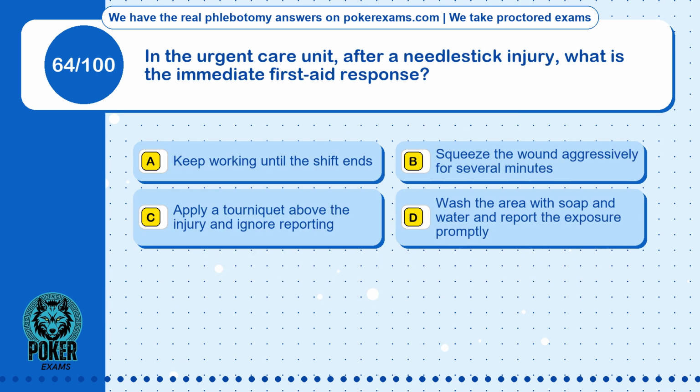Question 64. In the urgent care unit, after a needle stick injury, what is the immediate first aid response? Option A, keep working until the shift ends. Option B, squeeze the wound aggressively for several minutes. Option C, apply a tourniquet above the injury and ignore reporting. Option D, wash the area with soap and water and report the exposure promptly.